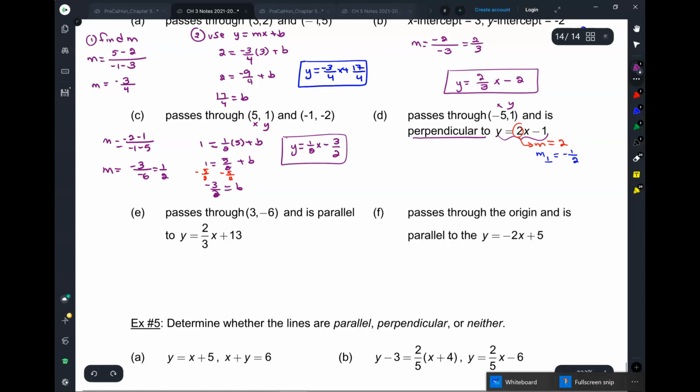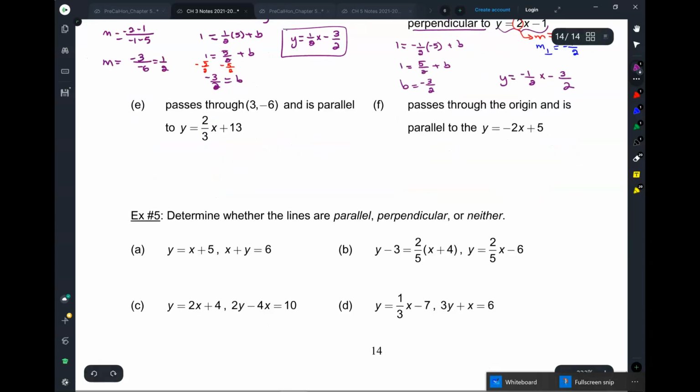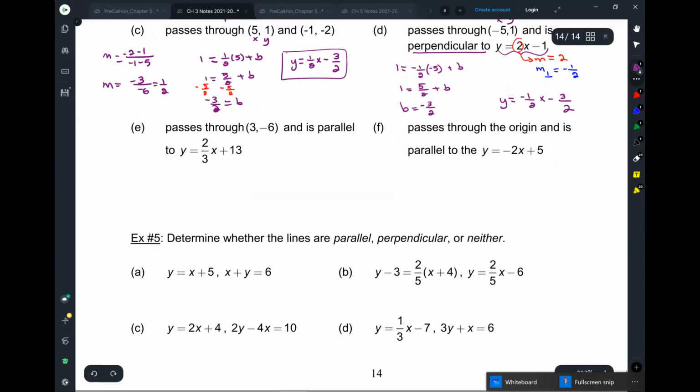y, which is 1, is equal to negative 1/2 x, which is negative 5, plus b. So 1 equals 5 over 2 plus b, and then you're like, wait, I just solved that one, and I got b equal to negative 3 over 2, so why reinvent the wheel? I already have it right there. So the equation is y = negative 1/2 x minus 3 over 2. Okay? All right, next one.